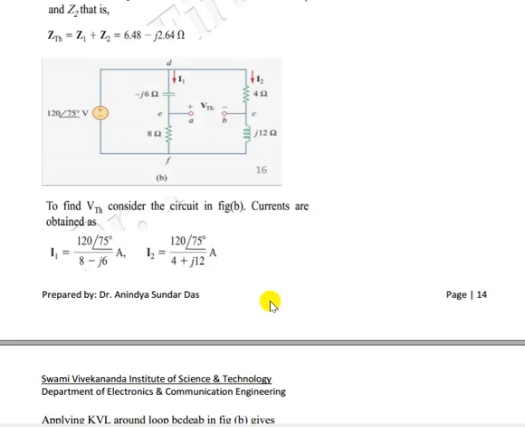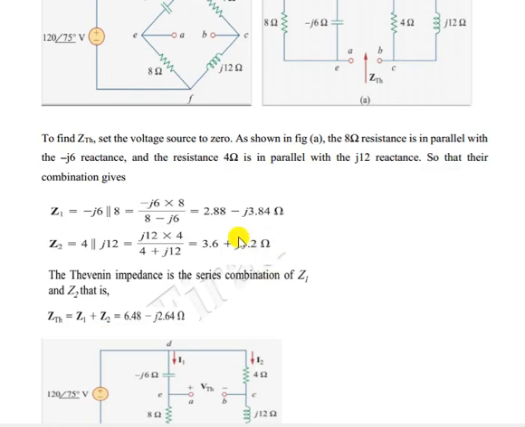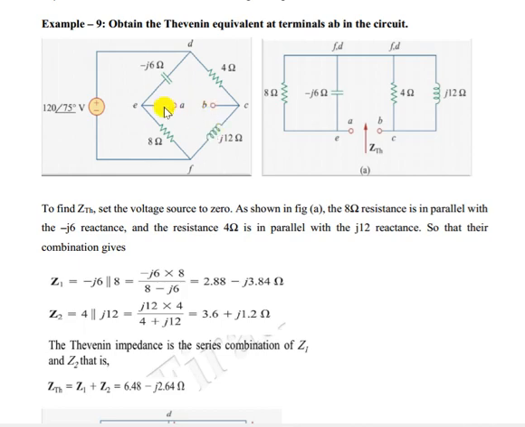So we know VTH and ZTH. Then if any load resistance or load impedance is connected here, we can find out the load current.